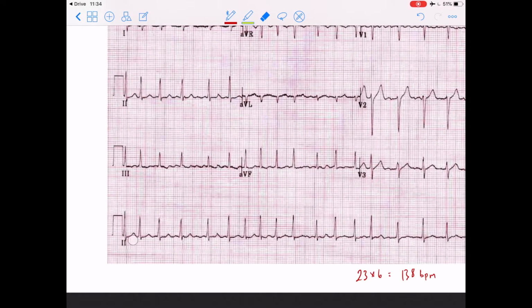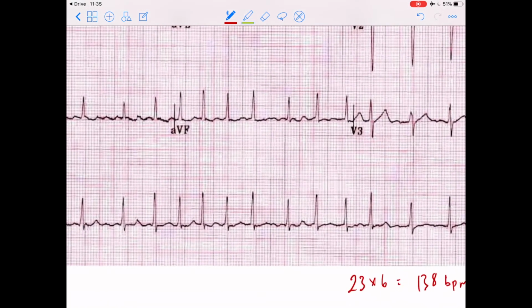Next, we're going to take a look at the rhythm. So we started off, we said that the rhythm looked a bit irregular. We'll go a little bit further now. So is it regularly irregular? Are there any patterns that we can see? Or is this irregularly irregular? And if we take a close look here at lead 2, we don't really seem to see any sort of pattern here. So we would call this irregularly irregular.